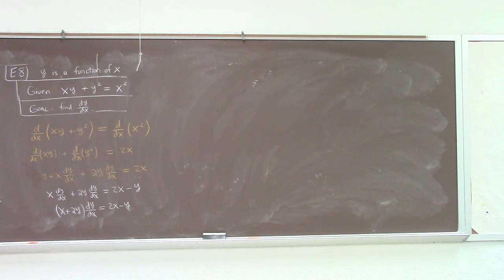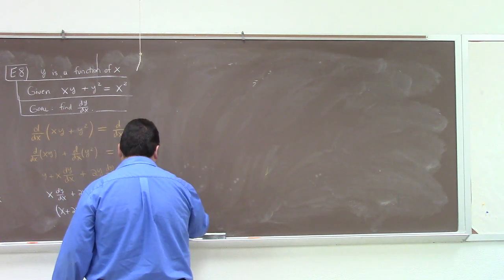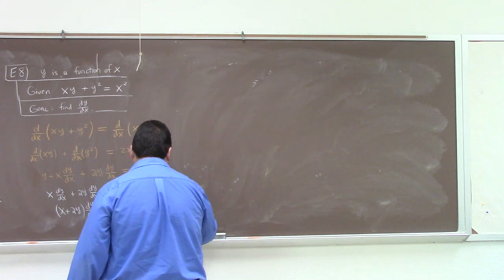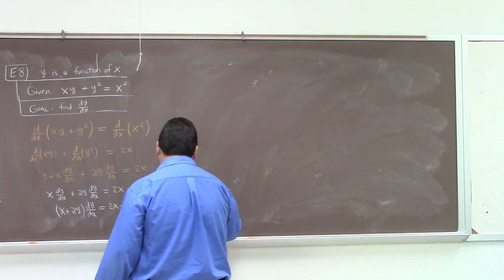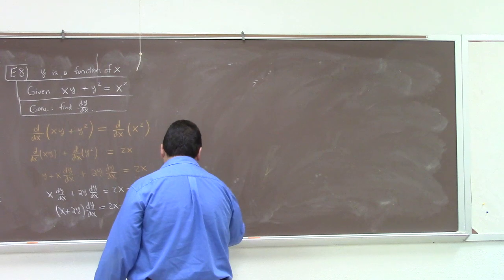All right. So what's dy/dx? Right? Finishing blow. This tells me dy/dx is equal to 2x minus y over x plus 2y.